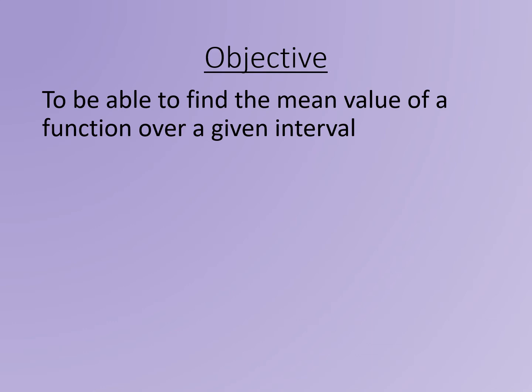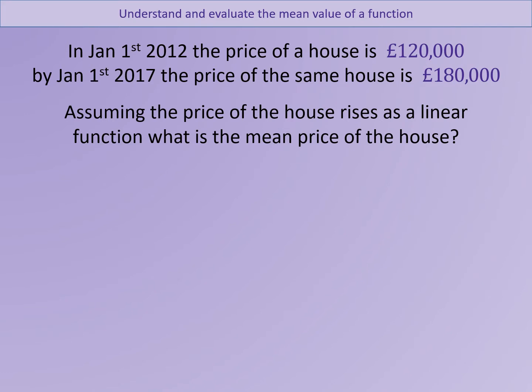This topic will look at finding the mean value of a function over a given interval and look at real-life situations where this may be applicable. Let's start by considering a house whose value in 2012 was £120,000 and in 2017 the value was £180,000. If we assume that the price of the house has risen in a linear fashion, can we find the mean value of that house over that amount of time?